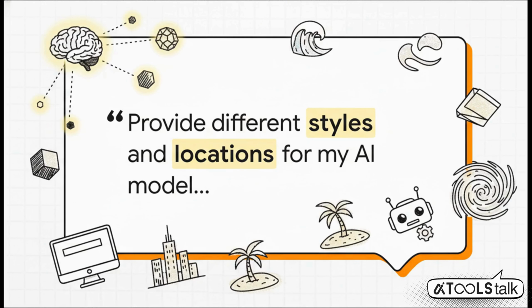And you don't need to be some kind of expert prompter either. You can start with something super simple, just like this: "Provide different styles and locations for my AI model." And just like that, ChatGPT will spit out a whole list of creative scenarios for you. It's basically helping you build the entire world your influencer is going to live in.